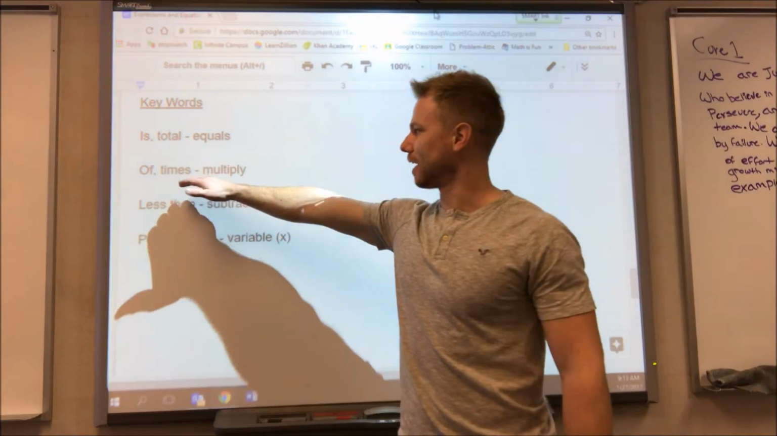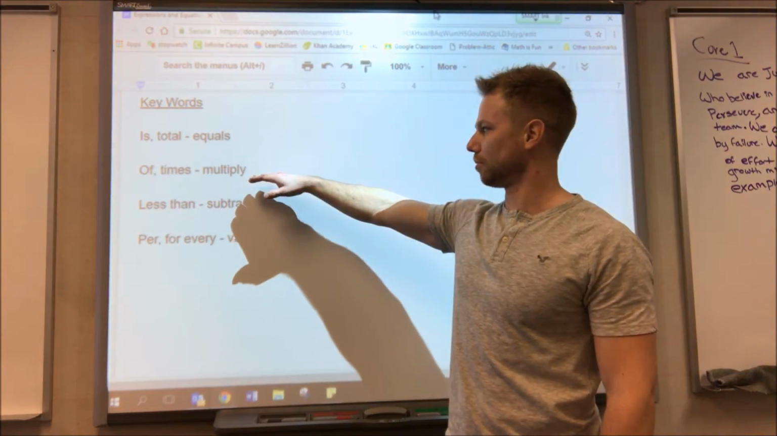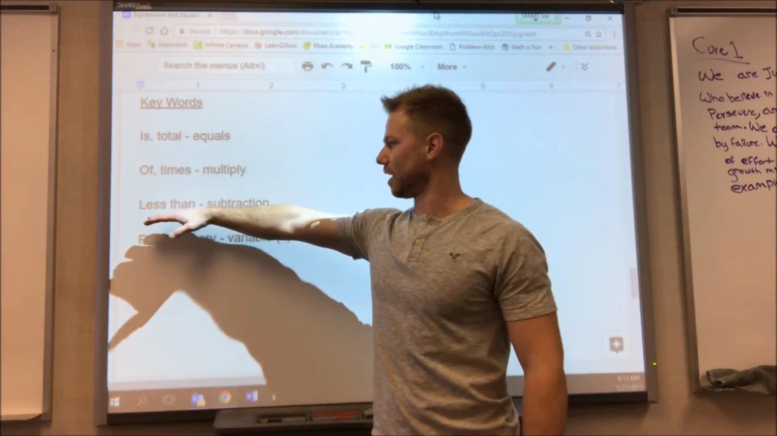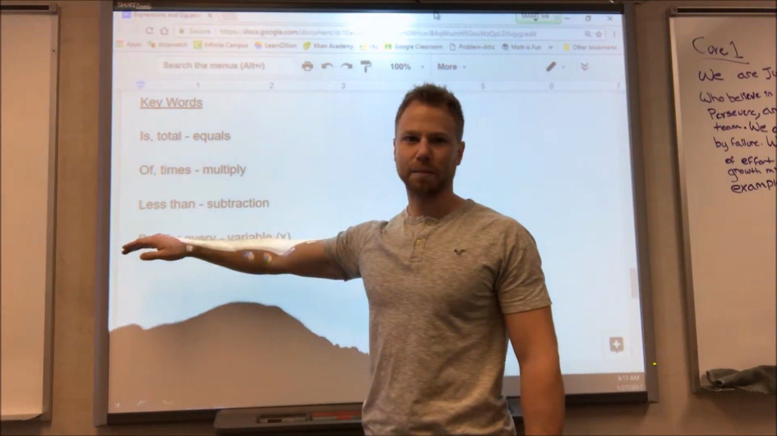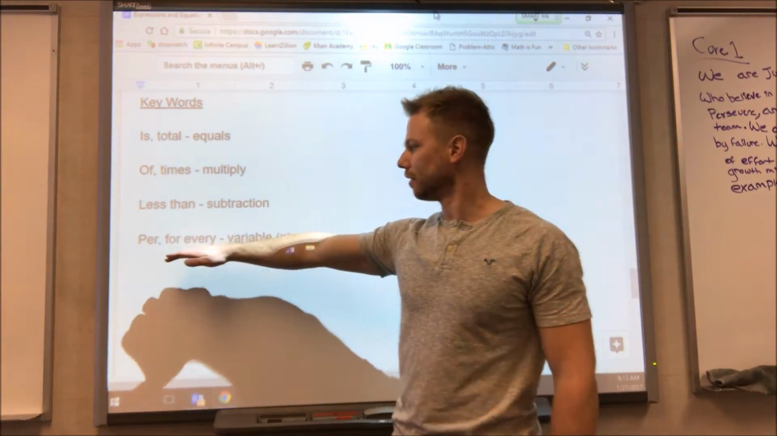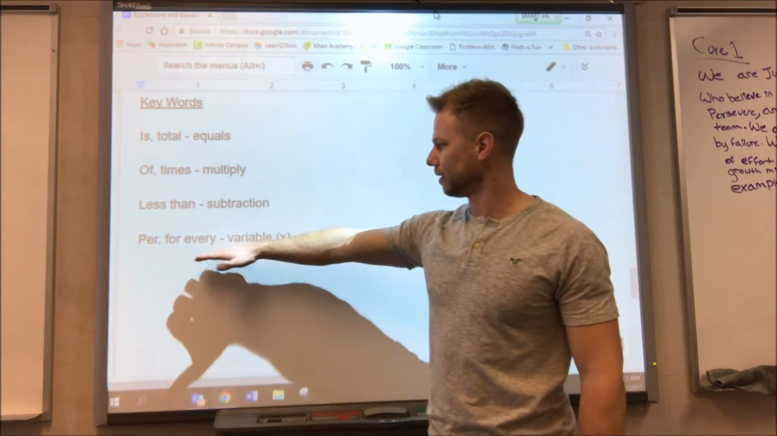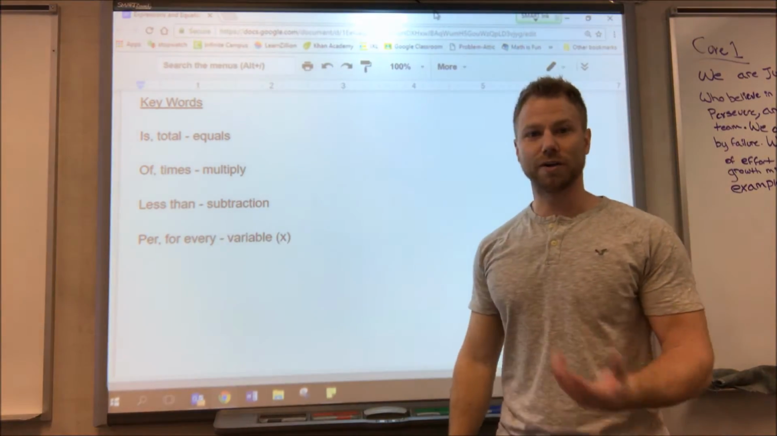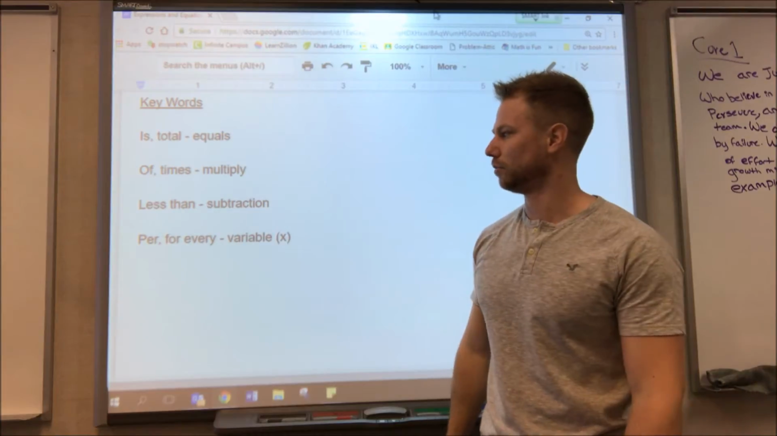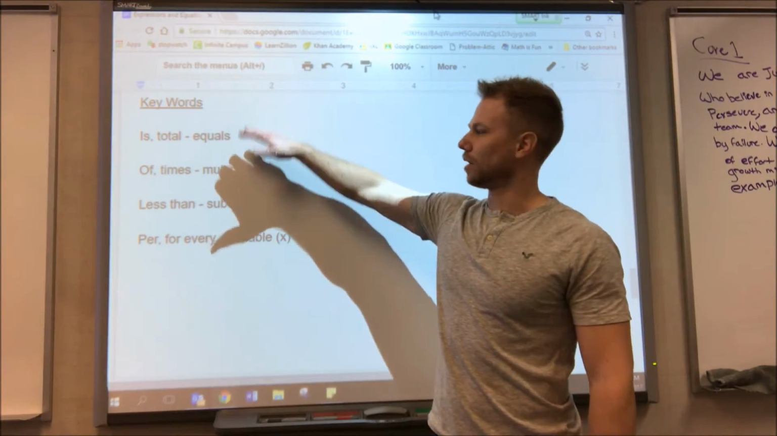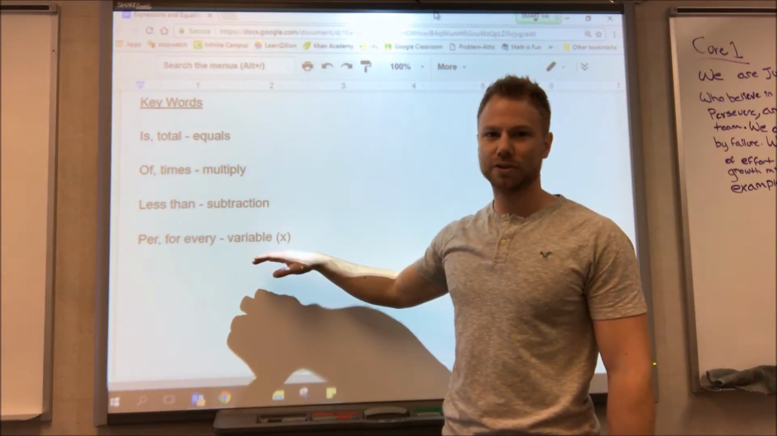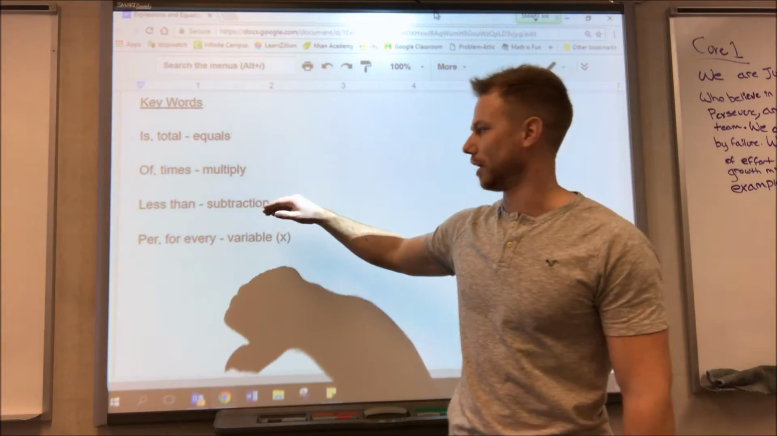Of and times both mean to multiply. Less than will mean subtraction. Per, like per day, per hour, per dollar, or for every is going to indicate where the variable needs to be in the problem. Okay, there are other words as well, but these are probably the ones that will be the least familiar to you or the most difficult to figure out.